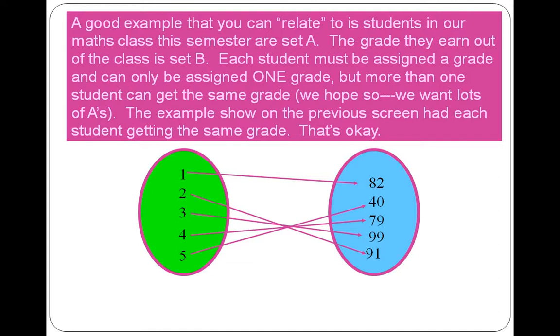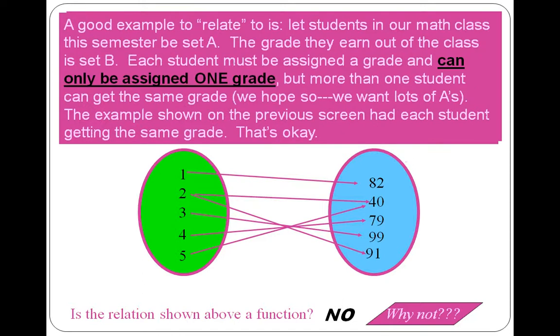Is anything wrong with that? No, until student 2 also gets a 40 out of the class. One student cannot get a 40 and a 91. So is the relation shown above a function? No. Why not? Each student must be assigned a grade and can only be assigned one grade out of the class. Student 2 was assigned both 40 and 91.